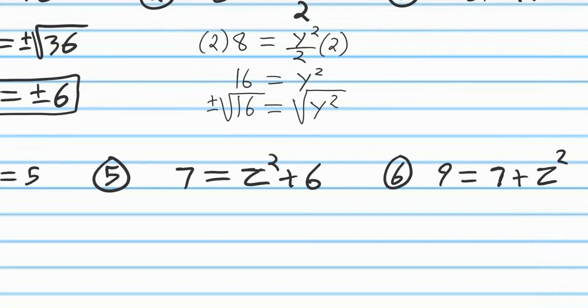So then our answer is going to be this square root gets rid of the square, so now we have y is equal to plus or minus, and what number times itself is equal to 16? Well, that's obviously 4.